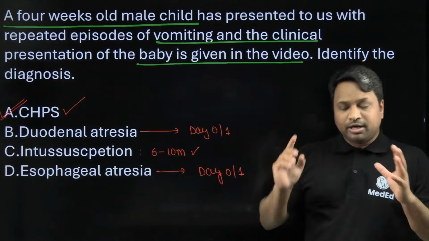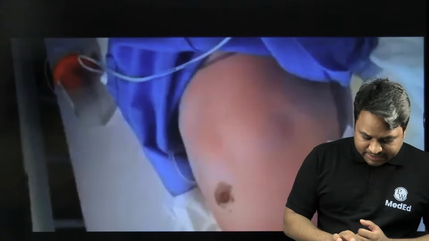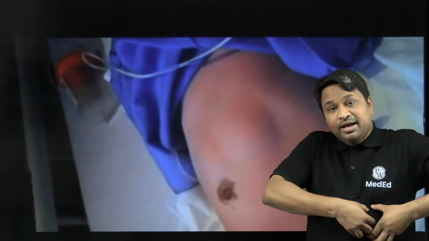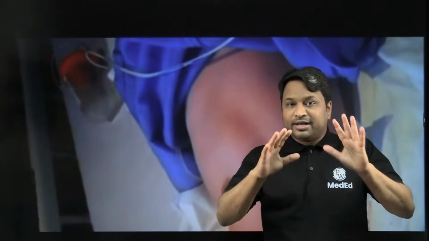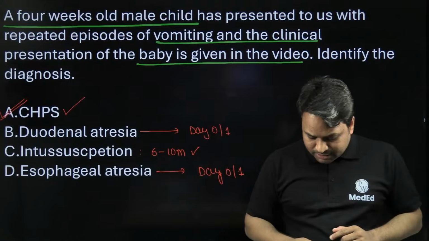This was also a very good case. A 4 weeks old baby, repeated episodes of vomiting, and we showed you this video. In this video, it is quite evident there's an olive-shaped lump which is present initially arising on the left side or the left upper abdomen and slowly drifts towards the right side. Olive lump, visible peristalsis moving from left to right. It is gastric peristalsis, and the answer is going to be congenital hypertrophic pyloric stenosis.